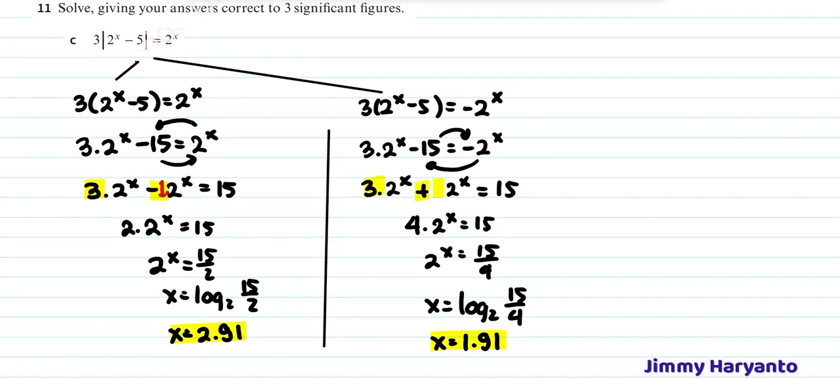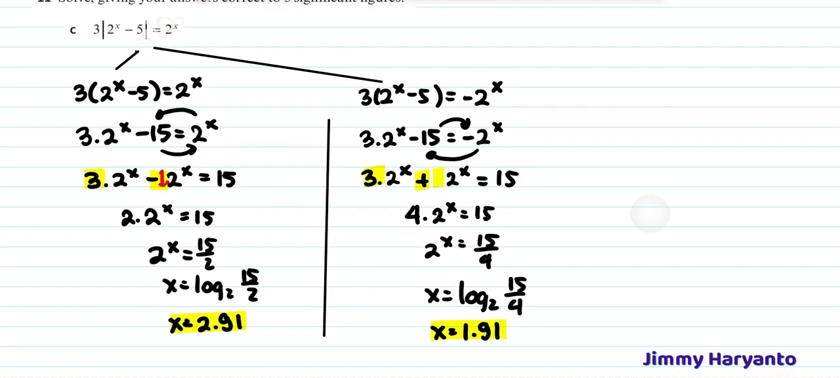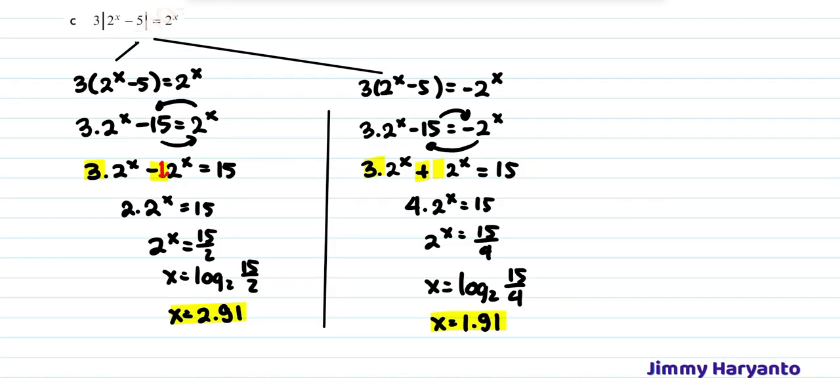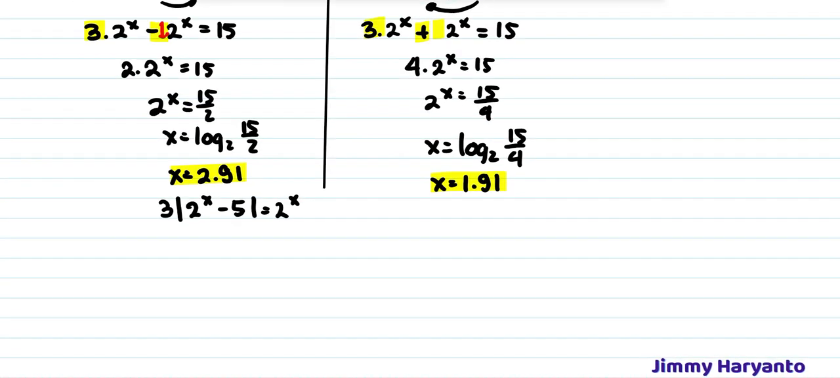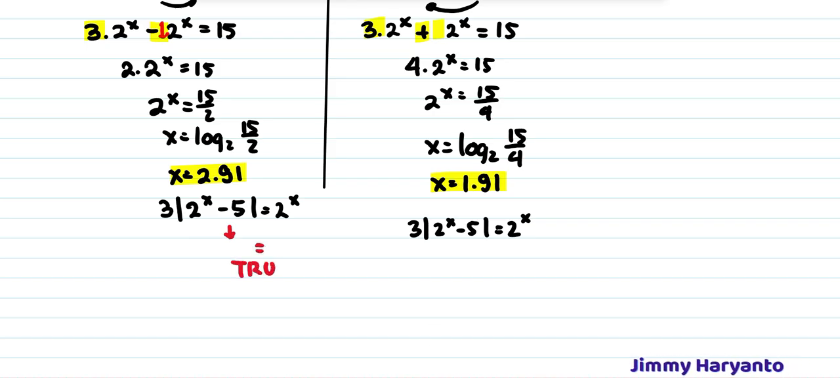Okay, and then we only have to double check our answers, input it into the questions. So the question is 3 times 2 to the power of x minus 5 equals 2 to the power of x. This one also. And then when you insert it, the answer will be the same for this one. So this one is true, and the other also the same. This one also true. That means both of them are the solutions.